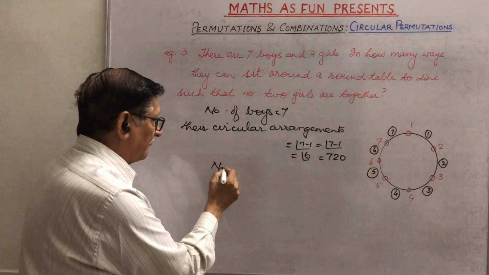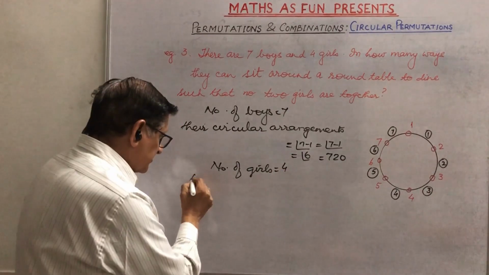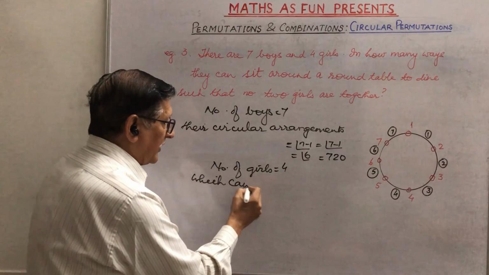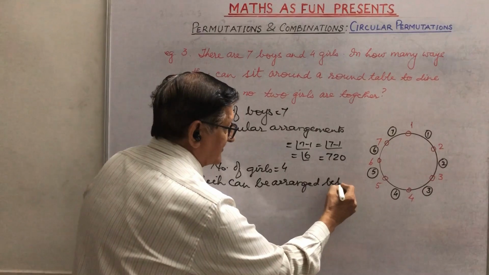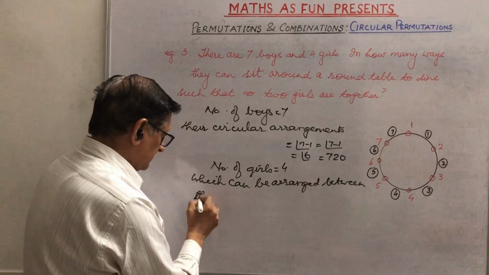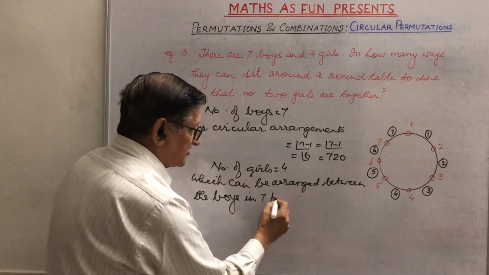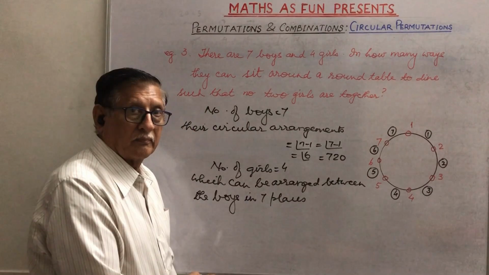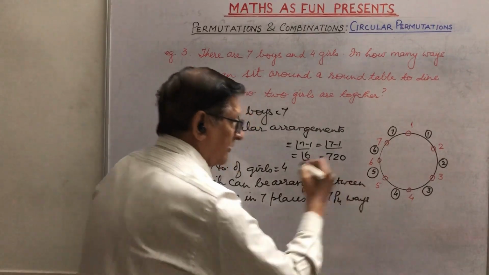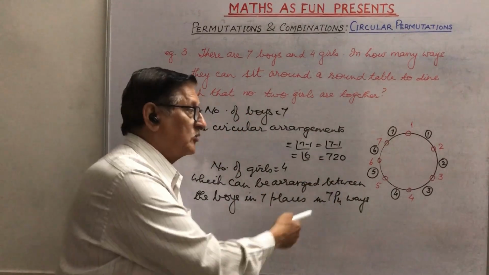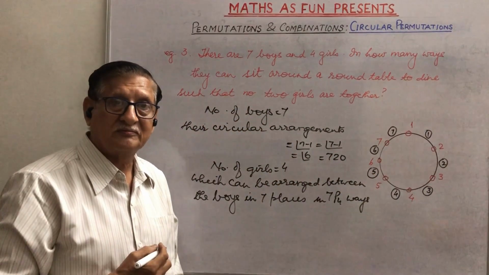Number of girls we have is 4, which can be arranged between the boys in 7 places, in 7P4 ways. Why permutations? This is because now they are arranged like linear permutations only between the boys.